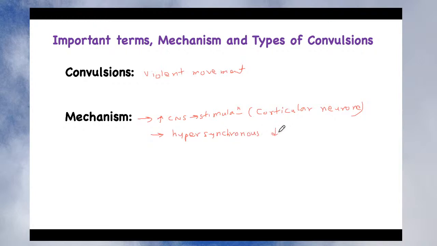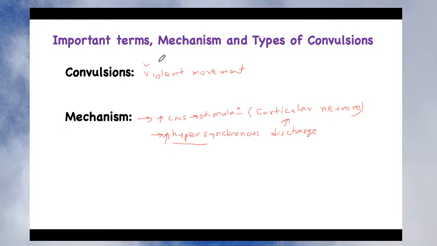Discharge from a neuron means it discharges impulses. If this impulse discharge is increased, if there is excessive excitement, or excessive discharge of neuronal firing, that is called hypersynchronous, and it is also synchronous in nature, meaning there is continuous excessive discharge. If this occurs in the cortical neurons, then the patient will suffer from convulsion. This is the basic mechanism of convulsion.